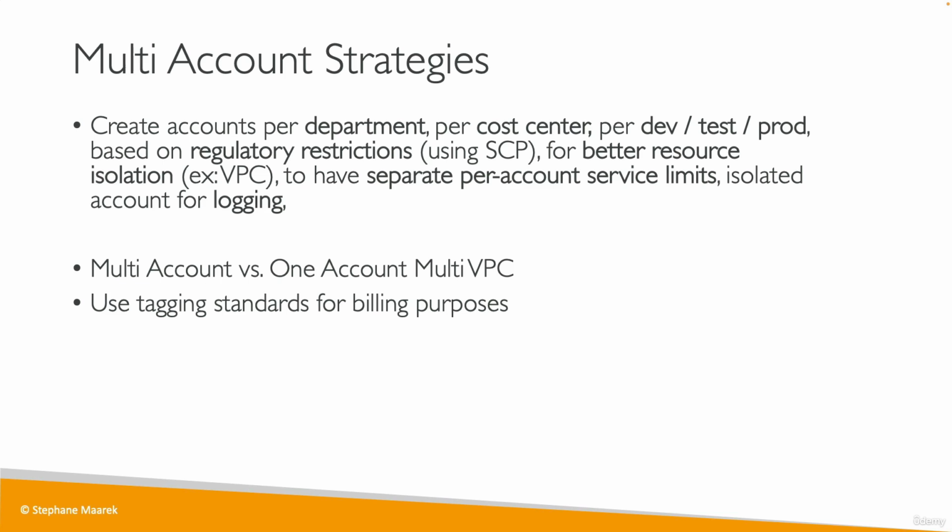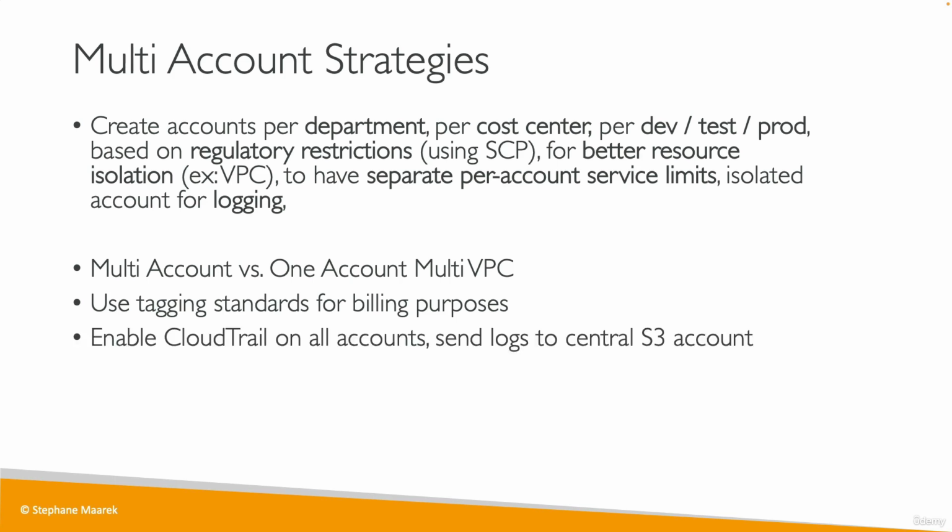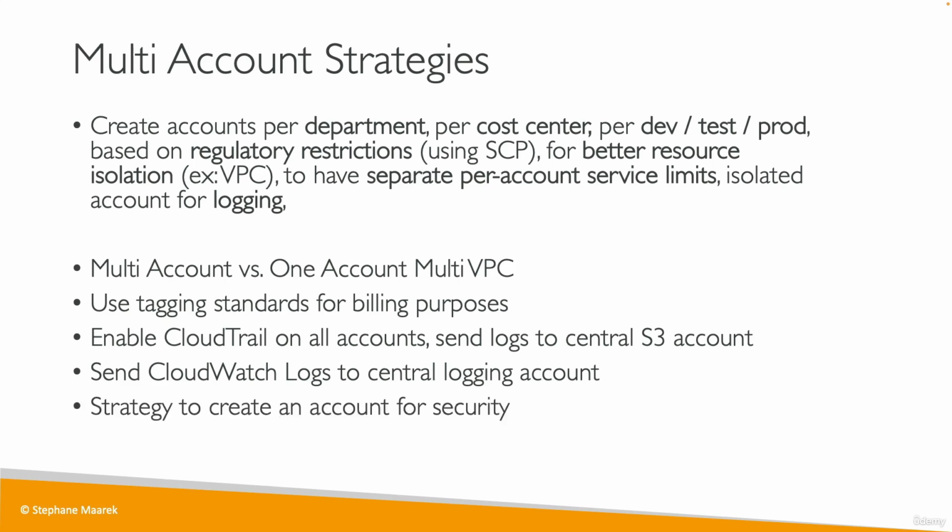And then, of course, you're going to have multiple accounts, so you need to have tagging standards for billing purposes, as we'll see. And then some things we may want to do is to enable CloudTrail on all accounts, and then send all the CloudTrail logs into a central account that will have an Amazon S3 bucket, or also maybe aggregate all the CloudWatch logs within all accounts into a central logging account, or maybe create a central account for security. So these are just strategies. There's really no guideline.